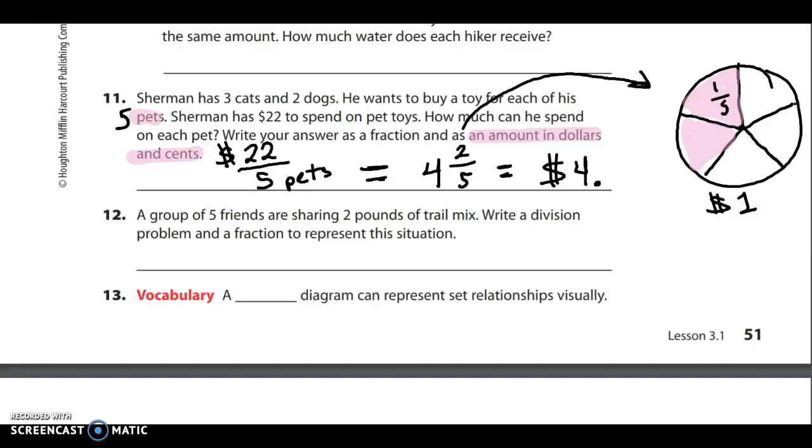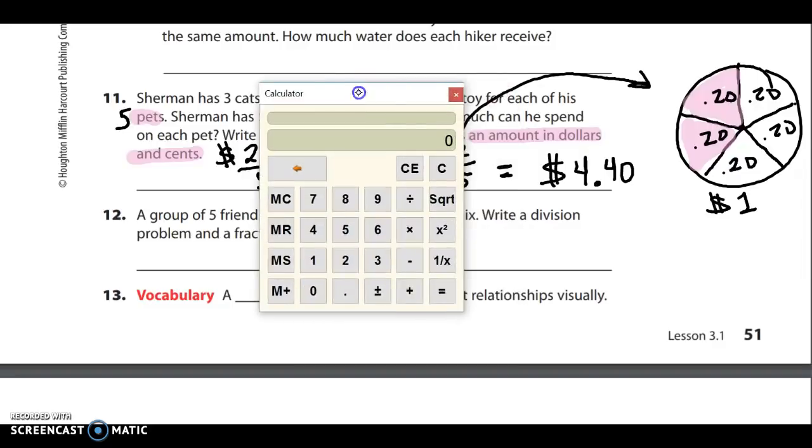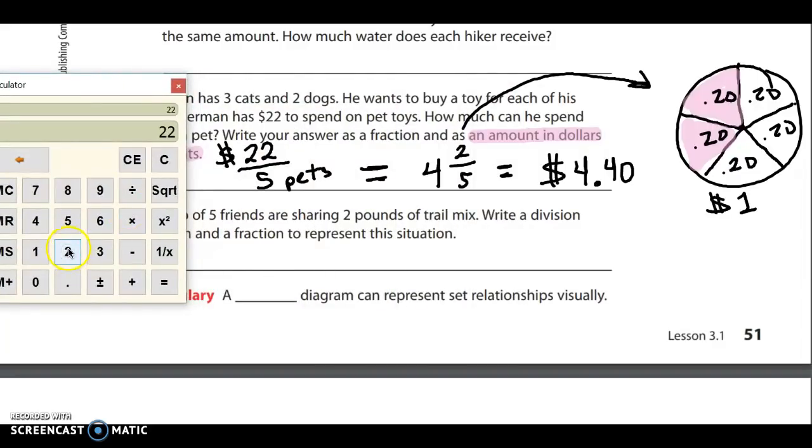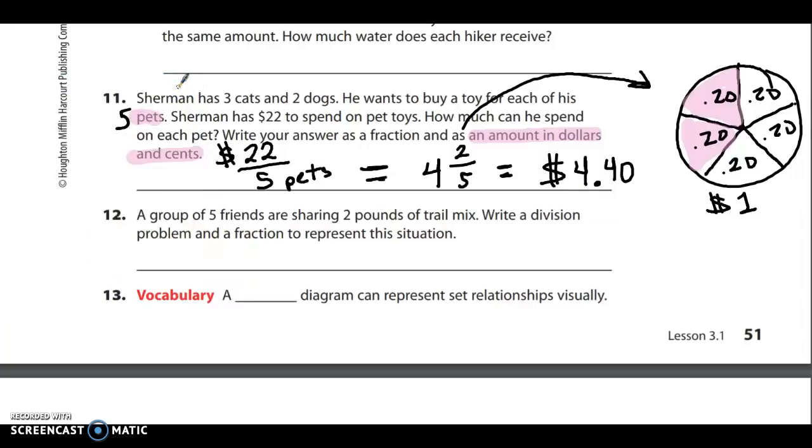So what do I need to do in order to figure out how much money each of those chunks represents? I just need to ask myself, if I took $1 and divided it 5 ways, how much money is in each chunk? And it's going to be 20 cents. $1 divided by 5 is 20 cents each. Now, why did I do all that? Well, because 2/5 would be 20 cents for 1/5 and 20 cents for the next fifth. How much money is that? It's 40 cents. So the answer is $4.40. You could check that on a calculator simply by doing $22 divided by 5 pets is 4.4. That's the same thing as $4.40. So that last part was a little bit tricky. I hope you understand how I explained that to you.